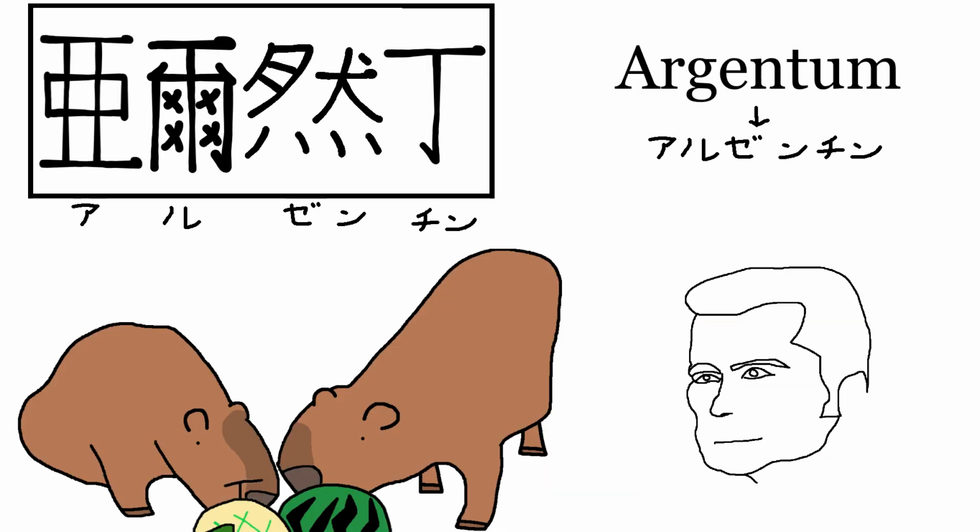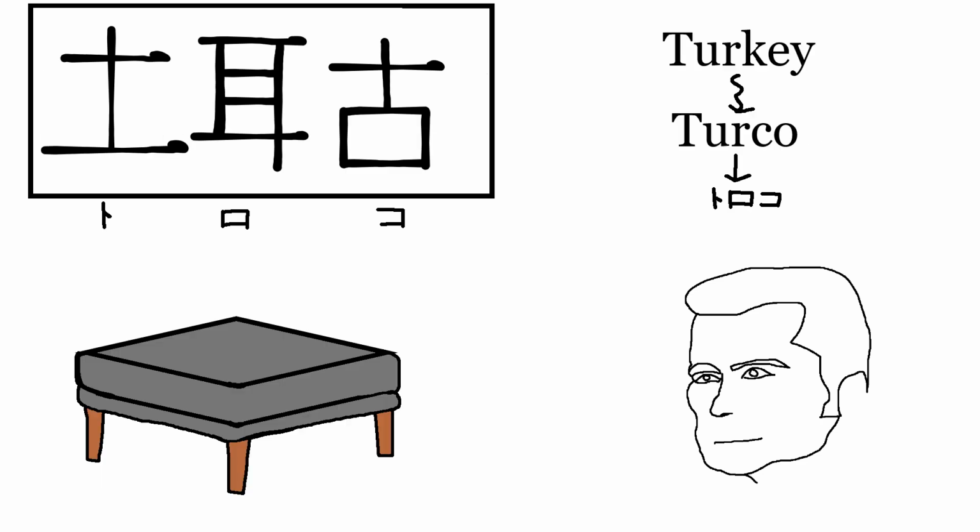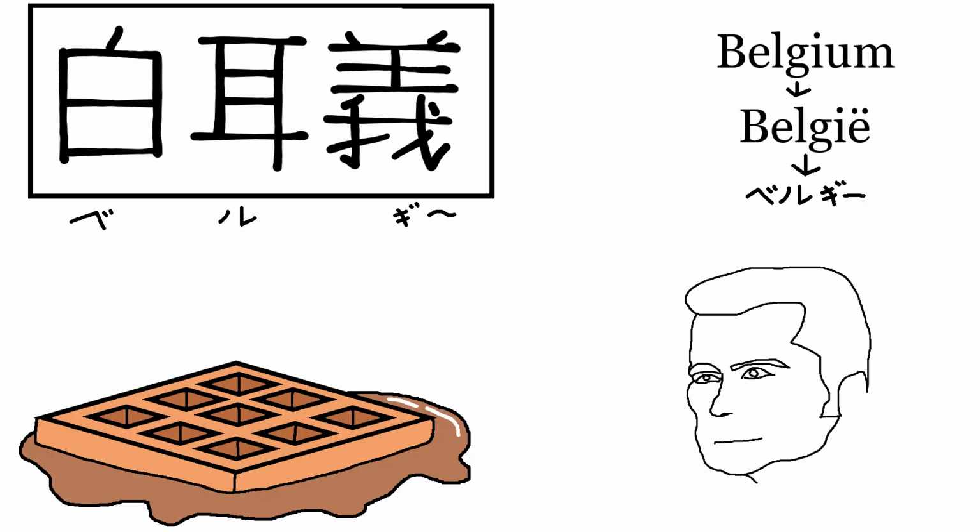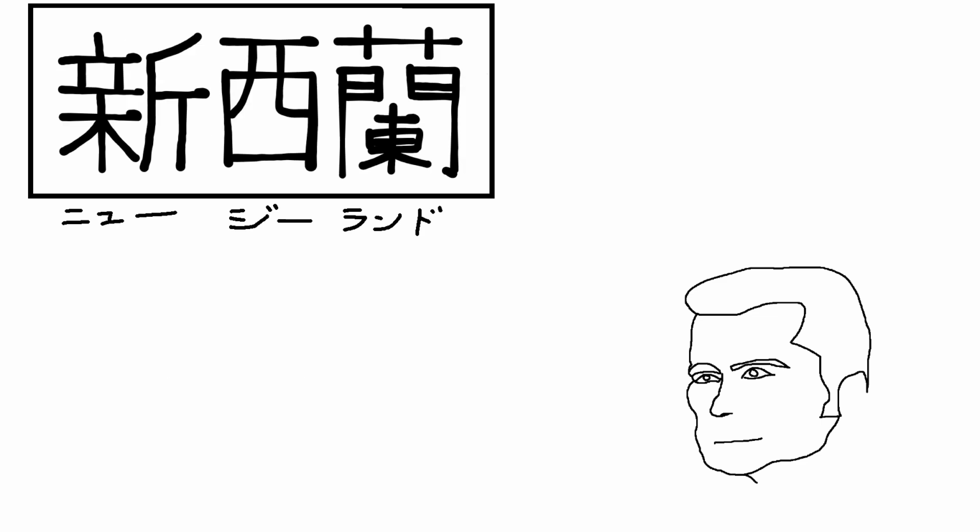Argentina is written like this. It's called Argentin after the phoneticization of argentum, aka silver. Turkey is written like this. It's called Turco after the Portuguese word for Turkey. Belgium is written like this. It's called België after the Dutch word for Belgium, België. New Zealand is written like this. New Zealando. It's the accumulation of everything I taught you about this specific subject.